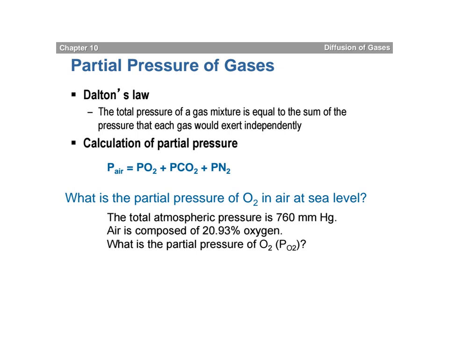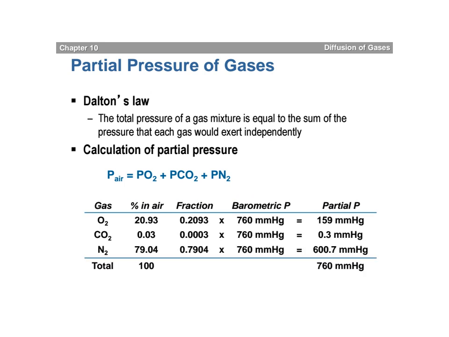What's the partial pressure of oxygen in air at sea level? The total atmospheric pressure is 760 millimeters of mercury. Air is composed of 20.93% oxygen. Therefore, what is the partial pressure of oxygen, or PO2? To find the partial pressure of oxygen, what we need to do is convert the percentage to a fraction. So 20.93 would be converted to 0.2093. Multiply that then by the total atmospheric pressure, which is 760 millimeters of mercury. And we now have our partial pressure of oxygen, which is 159 millimeters of mercury.